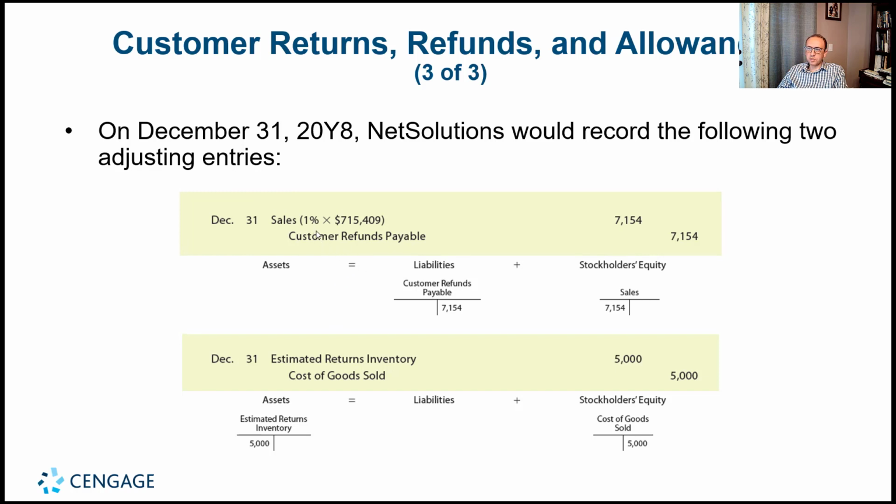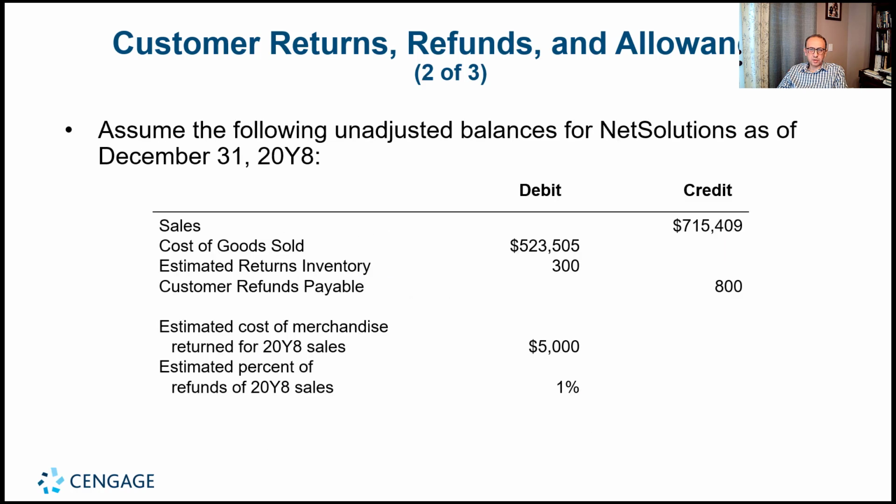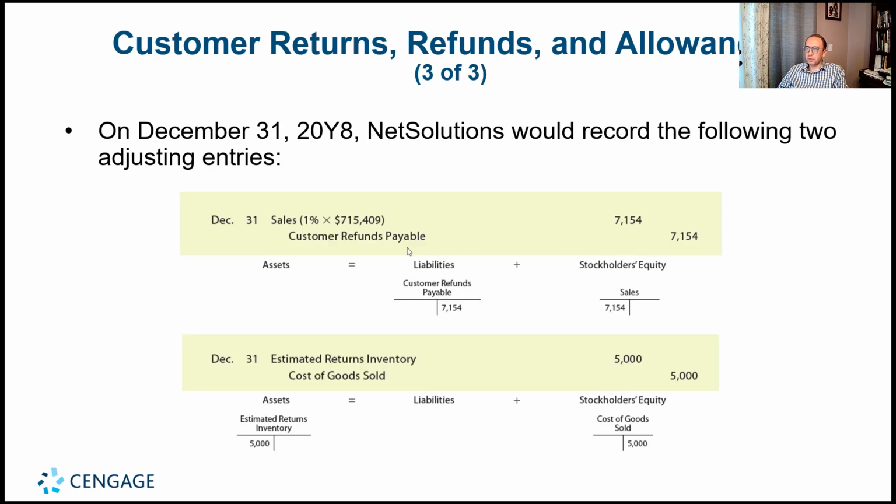So the first one is we take the 1% multiplied by the amount of the sales that the company made, which is $715,409. If we go to the previous slide, that was the amount of our sales. So we take the 1% multiplied by that, and we are going to debit sales and credit customer refunds payable. So we assume that these are the amount of sales that are going to be returned. So we reduce the sales. When we debit the sales, we're reducing it. And we create this customer refunds payable, which is a liability account on the credit side. So we are increasing it.